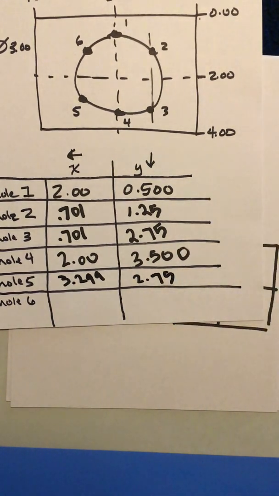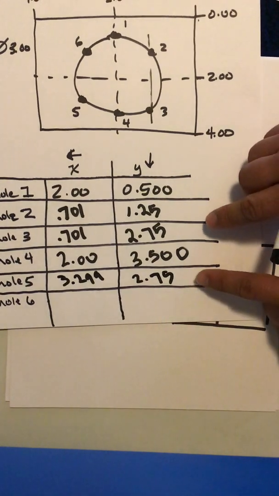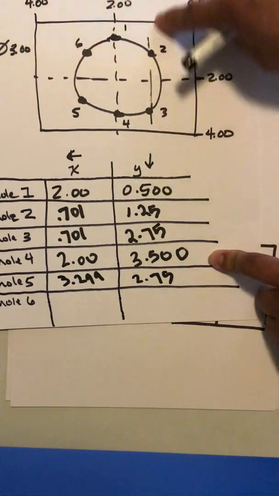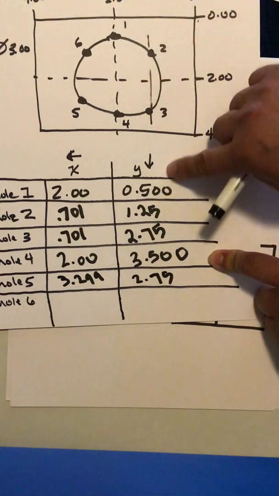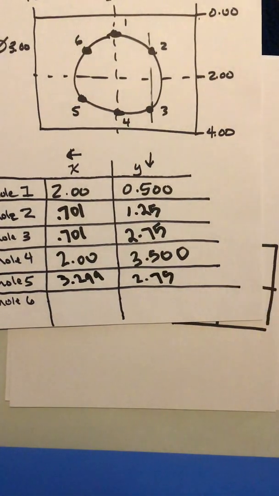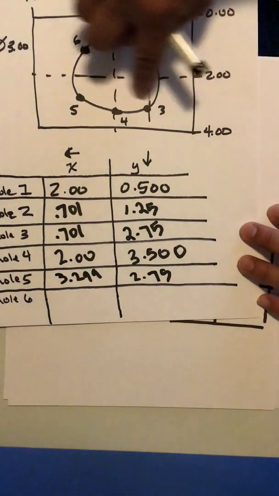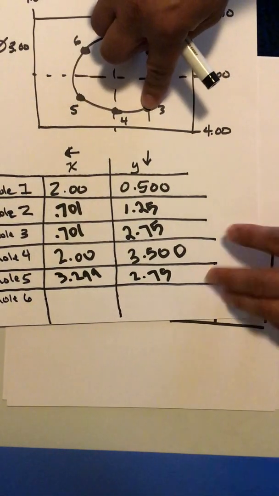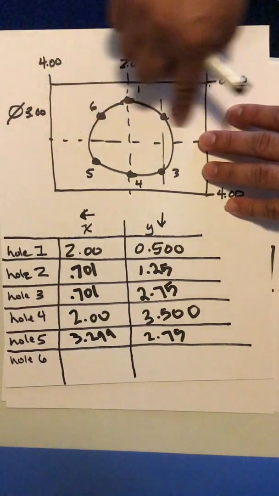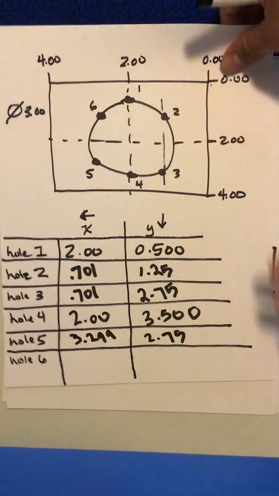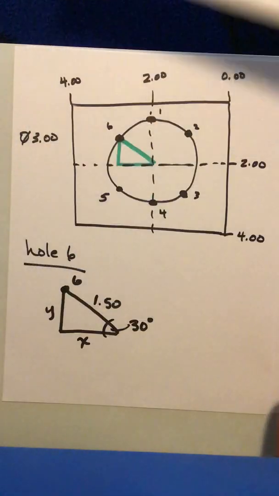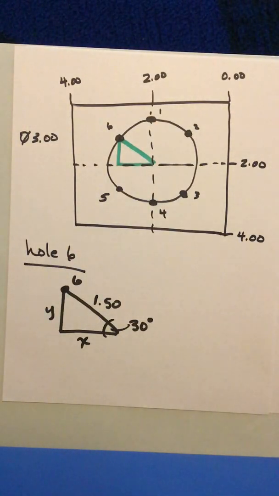Now, like I said before, look at the y values for hole 5 and hole 3. They're both the same number, because they're on the same horizontal axis. Keeping that in mind, 2 and 6 will also be on the same horizontal axis, so they both share the same value. So let's find the location for hole number 6. Hole number 6 will be that.